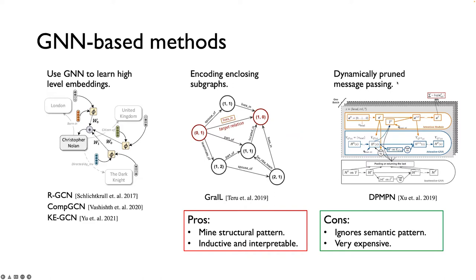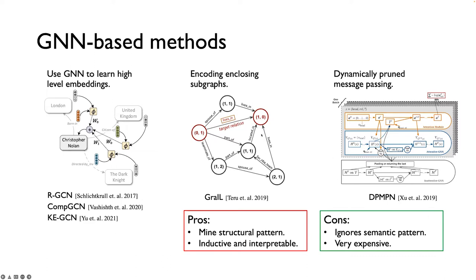DPMPN dynamically prunes the subgraph of message passing during reasoning steps. It designs a very complex system with a global GCN and an attentive GCN to guide the attention flow. The attention flow then indicates which entity is more likely to be the answer.